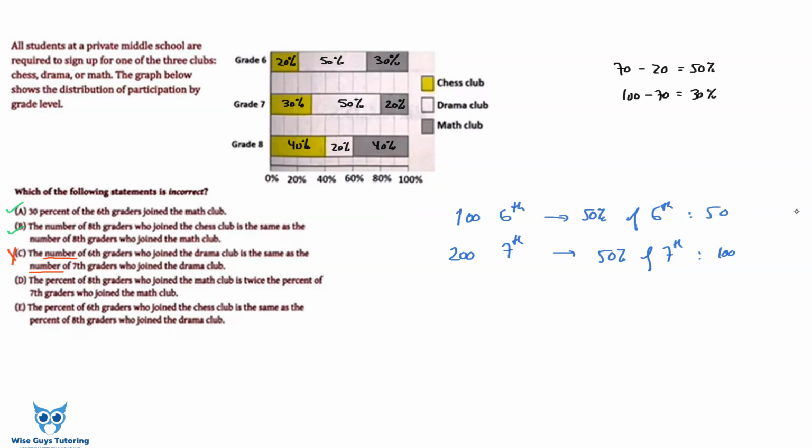We'll check the rest just to make sure. D says the percentage of 8th graders who join the math club is twice the percent of 7th graders who join the math club. In 8th grade there's 40% and there's 20% in the 7th grade. So yes, that is true. E says the percent of 6th graders who joined chess, the 20%, is the same as the percent of 8th graders who joined drama: 20, 20, no drama, all good. So it was C. It was a trick. Remember, the number of 6th graders is not the same as the percentage. You don't know what the numbers are. The same percentage for both can mean different numbers.